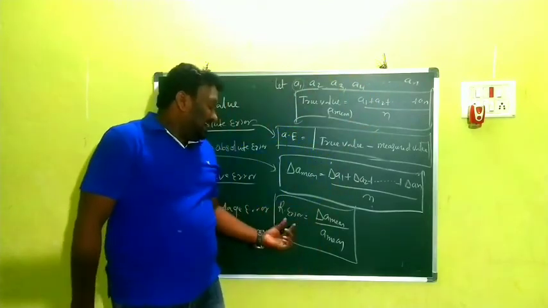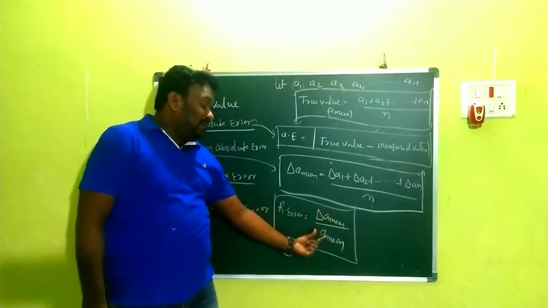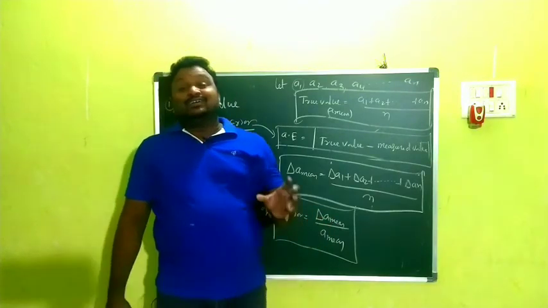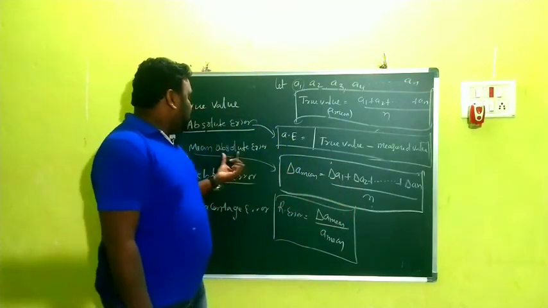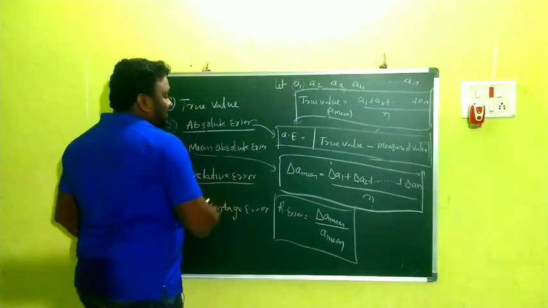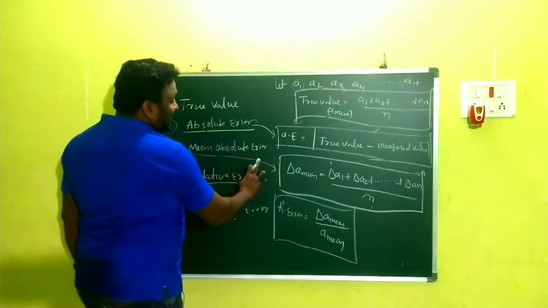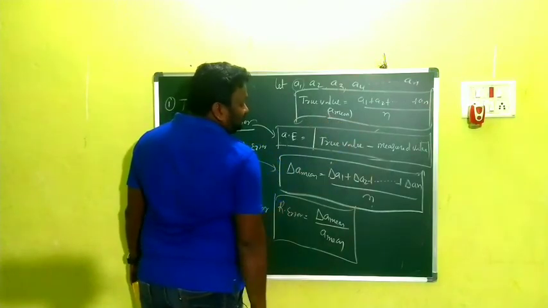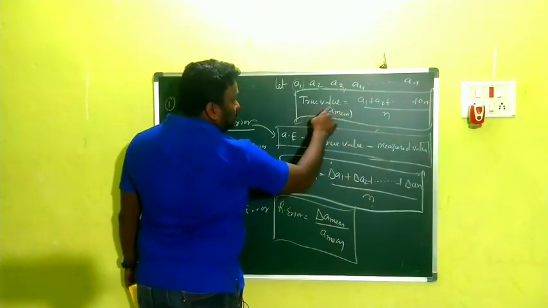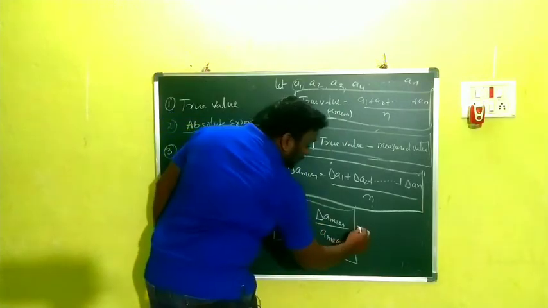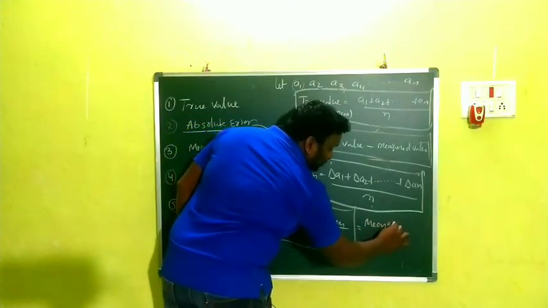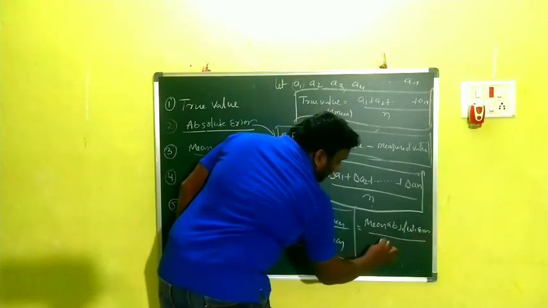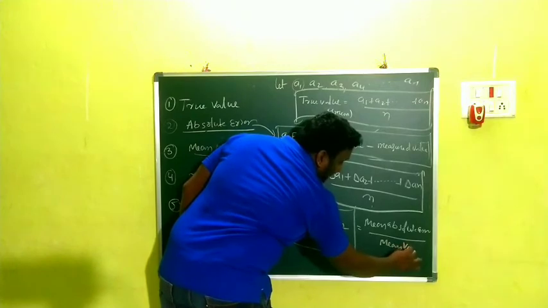Relative error is equal to delta A mean by A mean. What is delta A mean? Mean absolute error. And what is A mean, the mean value? It is the true value. So that means you write: mean absolute error by mean value, or true value.